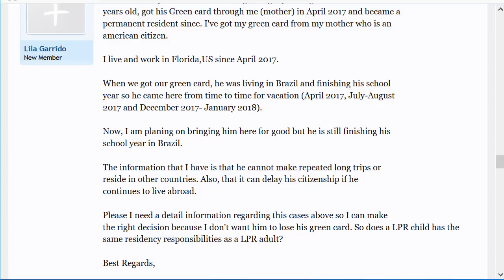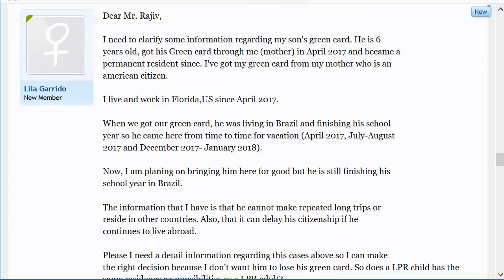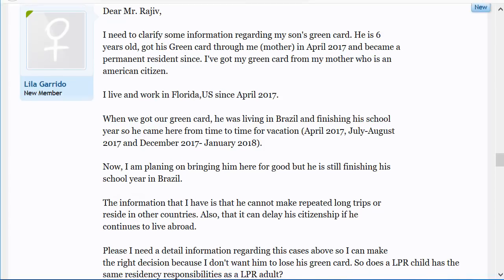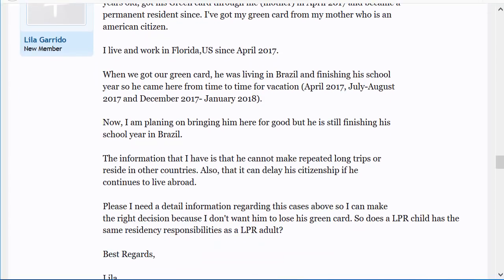I think this is not going to be a major issue, Laila, because he just got his green card in April of 2017, and from then to now he's come and gone a number of times. If he's finishing his school, just make sure he doesn't stay outside the United States for 6 months at one go, and as long as he's coming back soon to live here permanently, I do not anticipate this being a major problem.